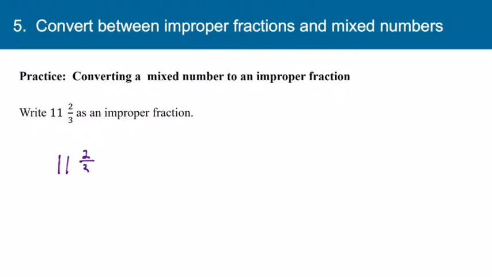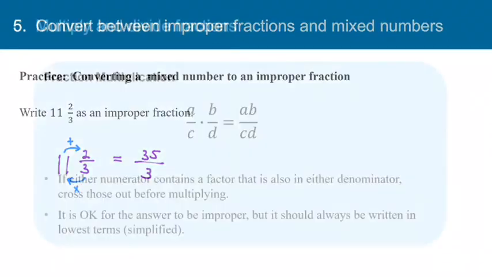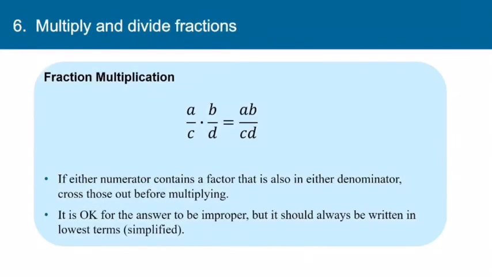So we're going to take 11 2/3, we're going to multiply denominator times whole number, that'll give us 33, and then we're going to add that to the numerator. 33 plus 2 is 35. So now we've got 35 thirds, because remember, denominator stays the same. Now we're ready to talk about how to multiply and divide fractions.